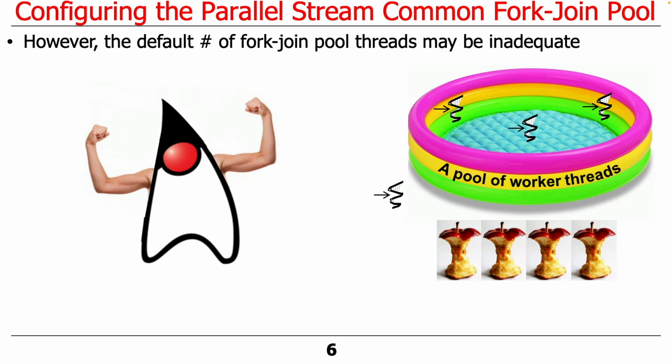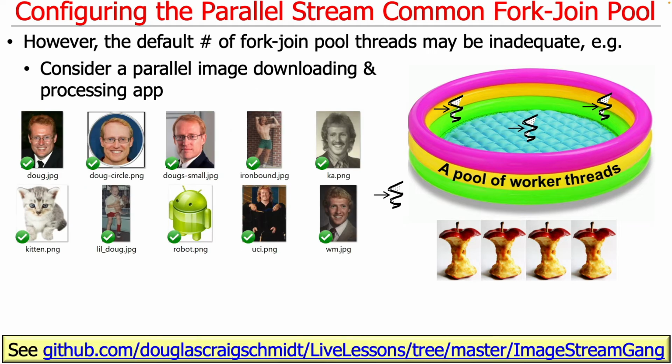Now, the problem arises if the default number of threads in the fork join pool is inadequate. There are some situations when that can occur. What might those be, you might ask? Well, let's take a look at a parallel processing program like this one, the image stream gang program, that is going to deal with a bunch of images. And just for the sake of argument, let's say that we've got more images than we do threads and cores. So let's say we have 10 images we want to download.